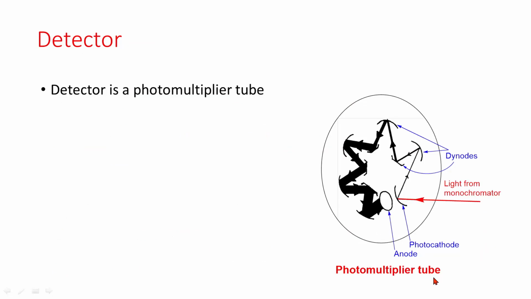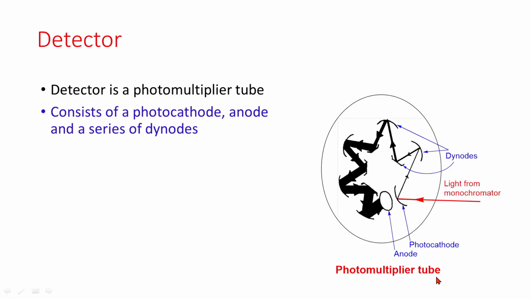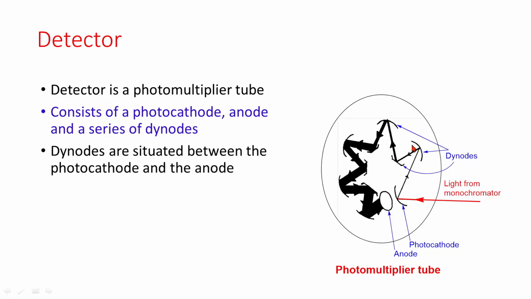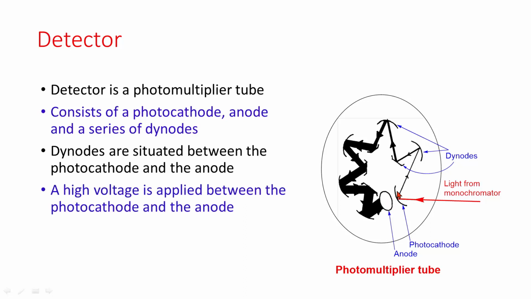Detector is a photomultiplier tube. It consists of photocathode, anode, and series of diodes. Diodes are situated between the photocathode and anode. A high voltage is applied between photocathode and the anode.